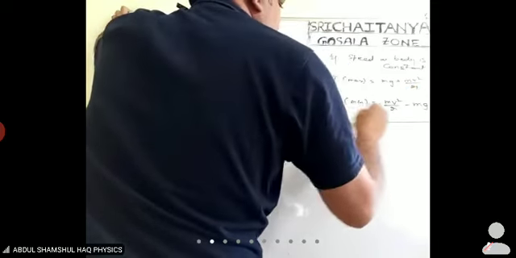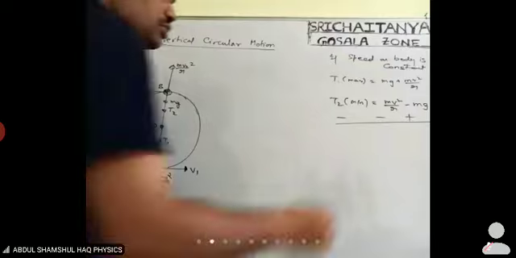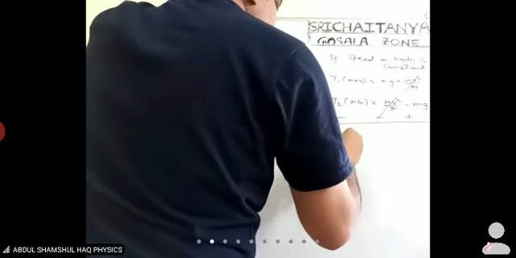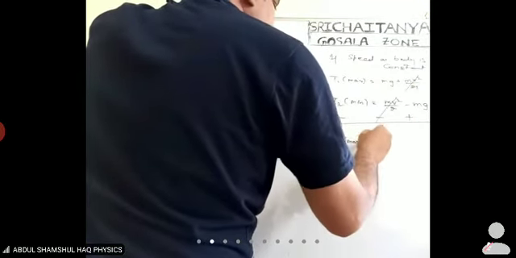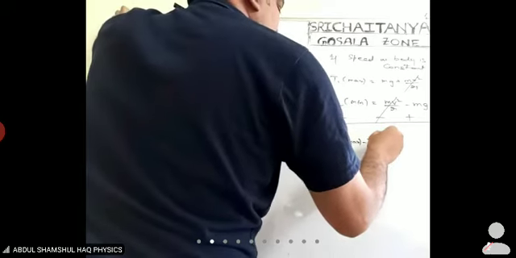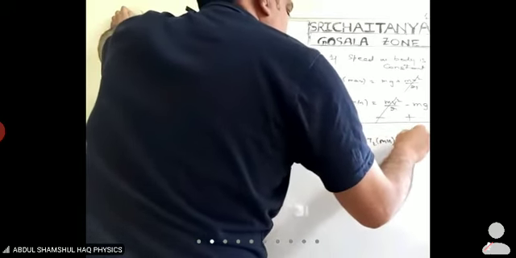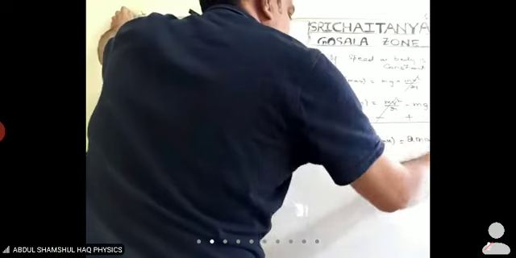Students, if I subtract these two here, what would happen? This one will cancel. So T1 maximum minus T2 minimum will be equal to mg plus mg, that would be 2 mg.